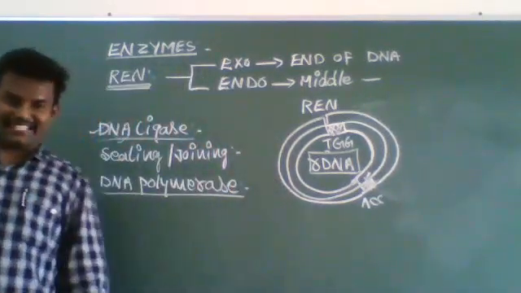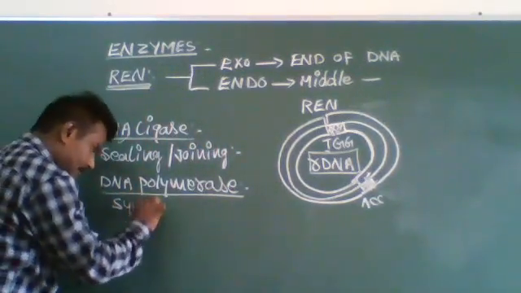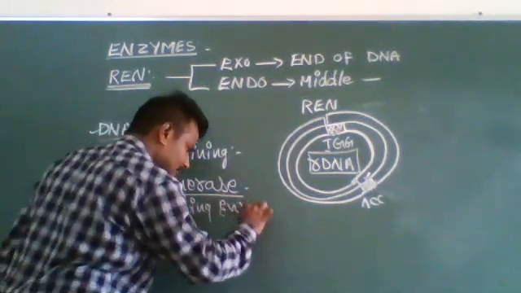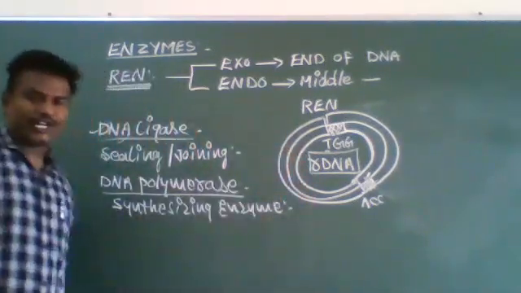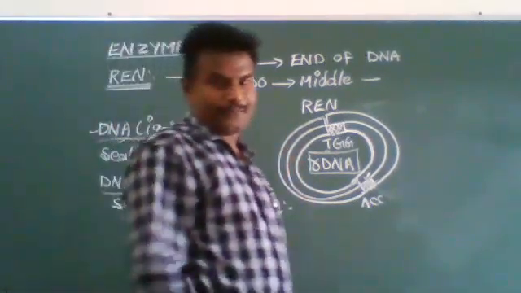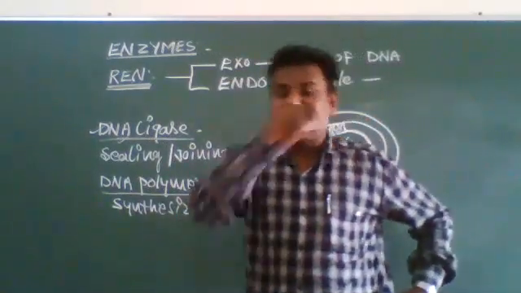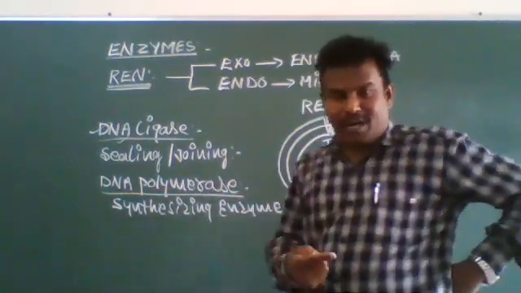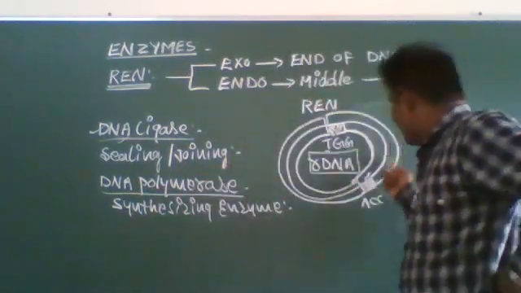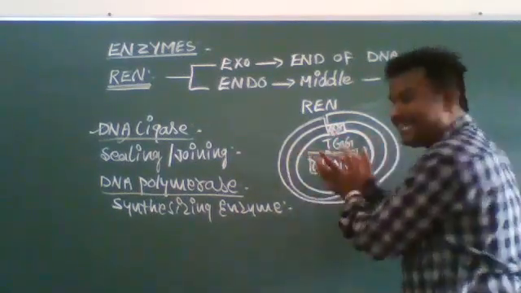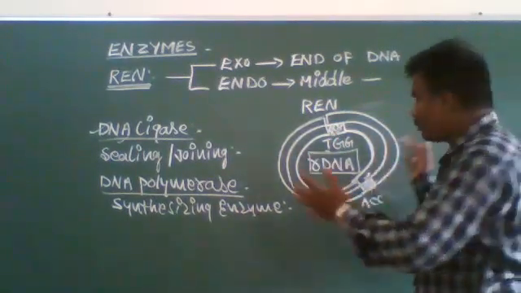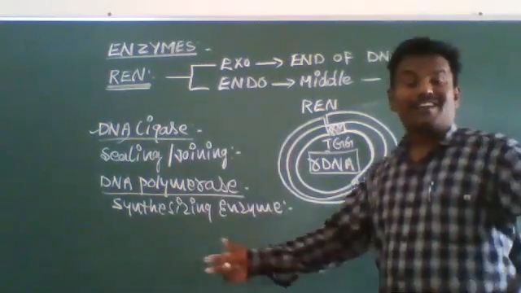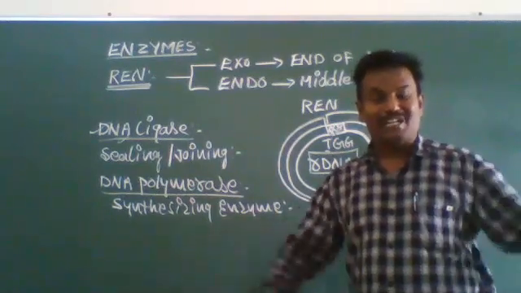Next one is DNA polymerase. It is also called synthesizing enzyme. The nature of DNA polymerase is that it undergoes replication of this DNA. Both will be integrated, undergo replication with the help of DNA polymerase, and produce a number of copies. Those copies are called clones.